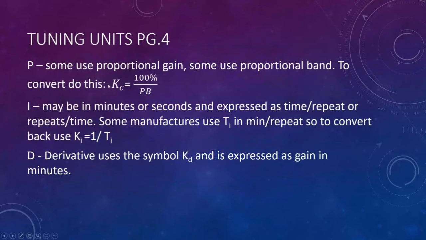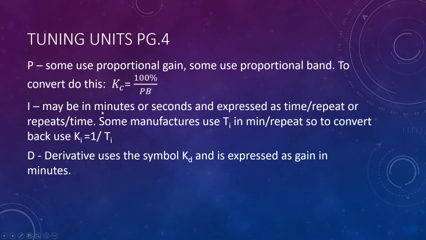Okay, tuning units. We've probably already handled this. You've played around in the lab and we've already addressed these things, but just for review, P usually means proportional gain. Some use proportional band. If you have to convert, and we did this in the lab, to get the gain, you do 100 over proportional band, and vice versa if you want to go the other way.